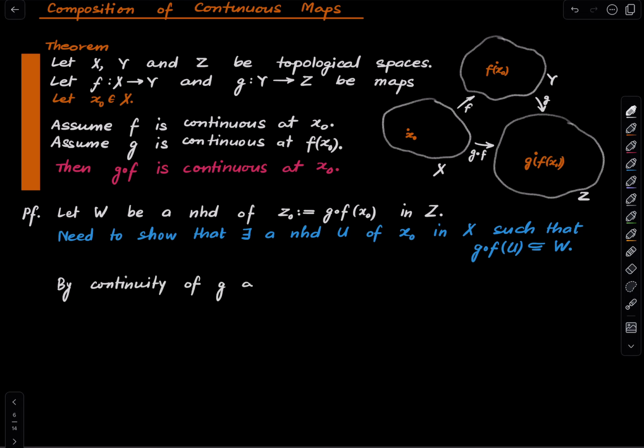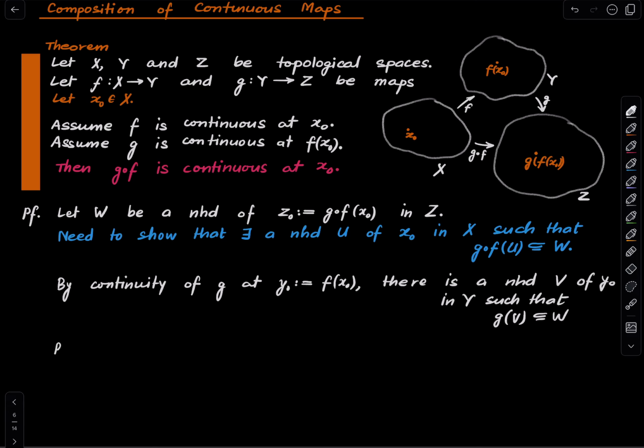Now by continuity of G at this point, we know, or let me directly write, there exists a neighborhood V of y0 in Y such that G of V is contained in W.